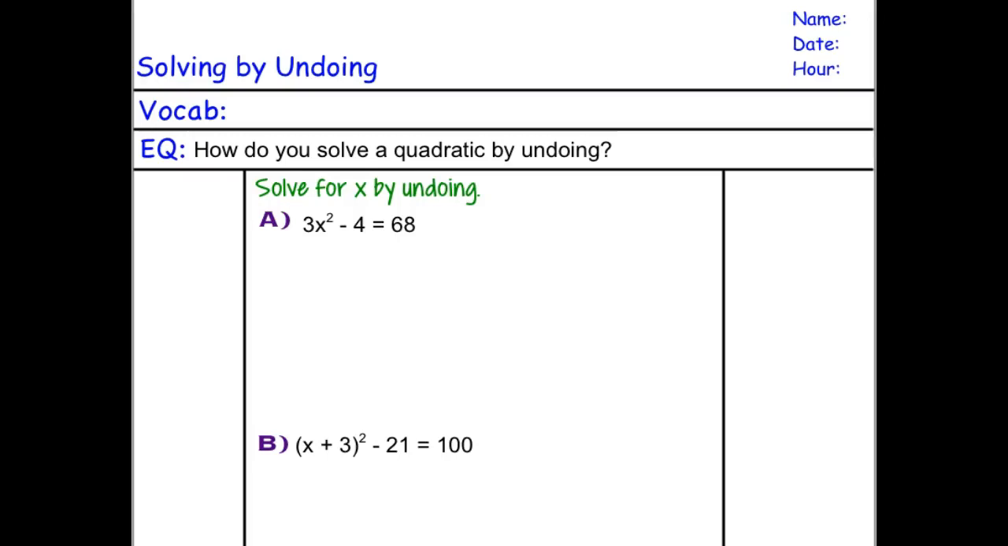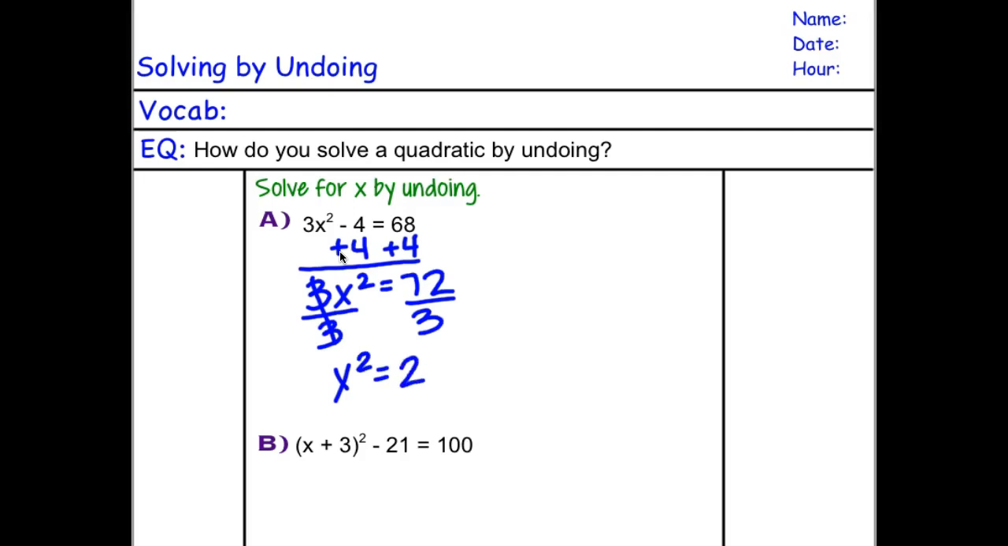Now that we know how to simplify radicals, we're going to start solving by undoing. First, we're just going to solve this to get x alone, like we know how to do with algebra. Our first step is to add 4, which gives us 3x squared equals 72. Then we divide by 3, because remember, we're doing order of operations backwards, so the squaring will be done pretty close to last, if not last, and we get x squared equals 24.